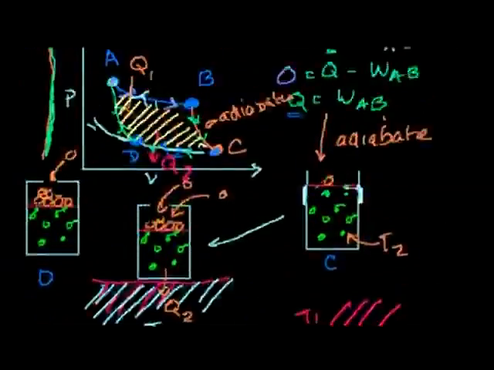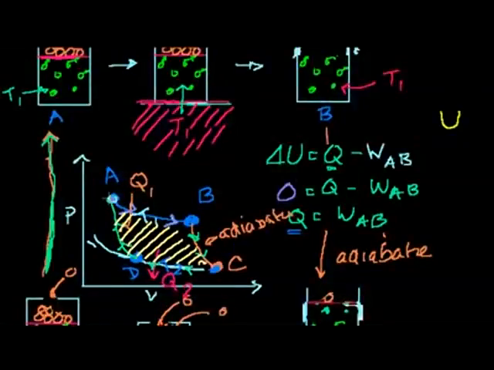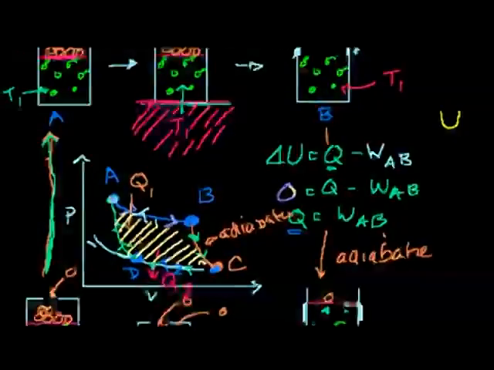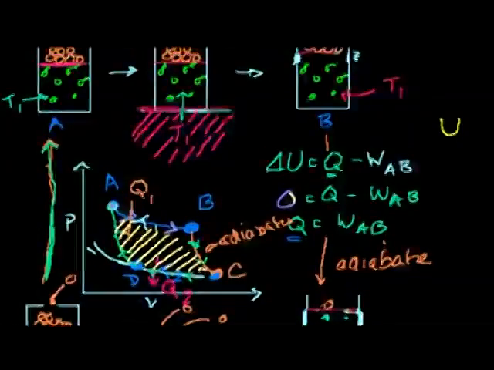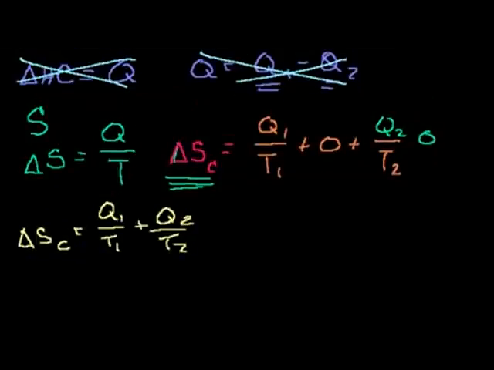Can we calculate Q1? Well, as we're on this top isotherm, our temperature doesn't change, so our internal energy doesn't change. If your internal energy change is 0, then the heat added to the system is equal to the work done by the system. So it's the area under this curve, not just the area in the cycle. It'd be the whole area under the curve. So what's the whole area under the curve?